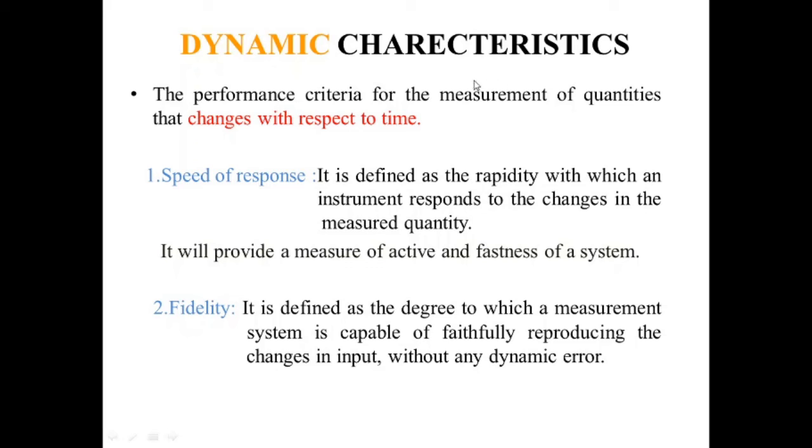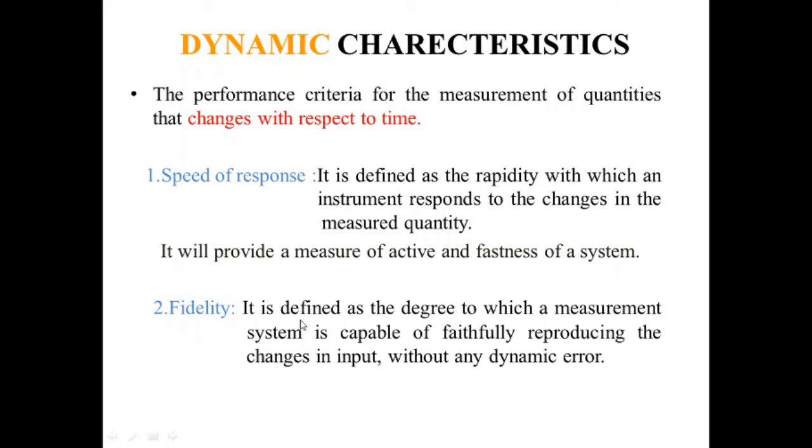Next one is the dynamic characteristics. These are the performance criteria for the measurement of quantities that change with respect to time. There are mainly three dynamic characteristics. The first one is the speed of response. This is defined as the rapidity with which an instrument responds to changes in the measured quantity. How speedily an instrument changes with respect to its input, that measure we call the speed of response. It provides a measure of the quickness and fastness of the system.